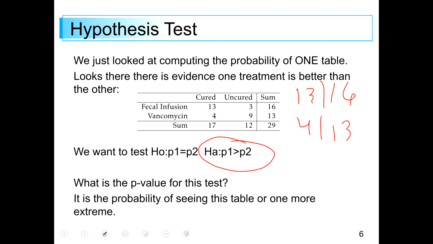But for whatever reason, we want to run a one-sided test. We want to see if there's evidence that treatment A is indeed better than treatment B. So we're going to run this. In general, the one-sided p-values are easier to calculate, and that's why we're doing it.